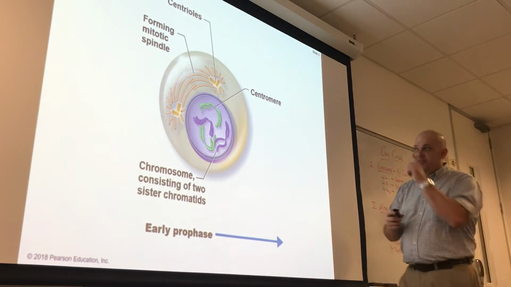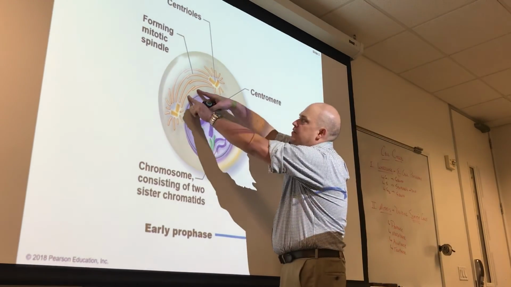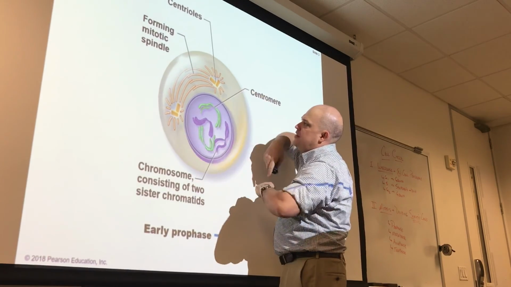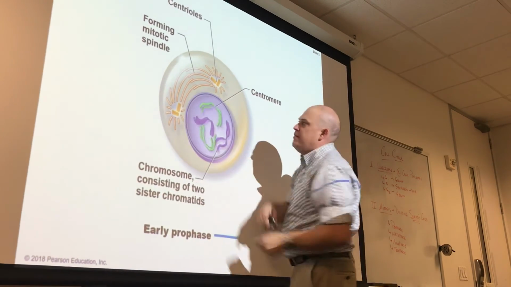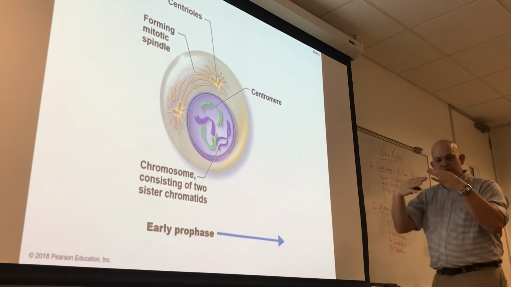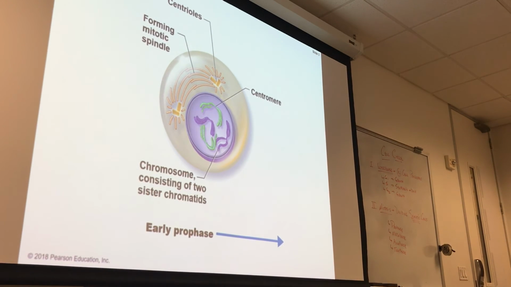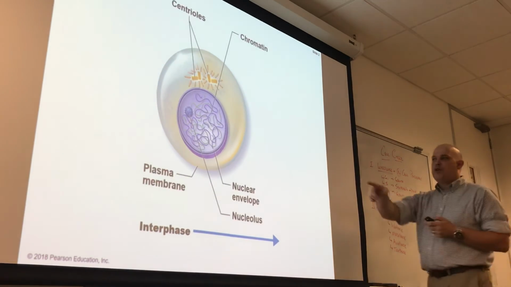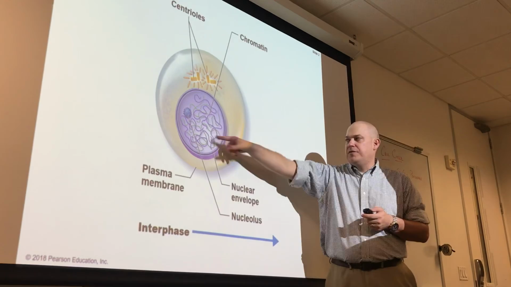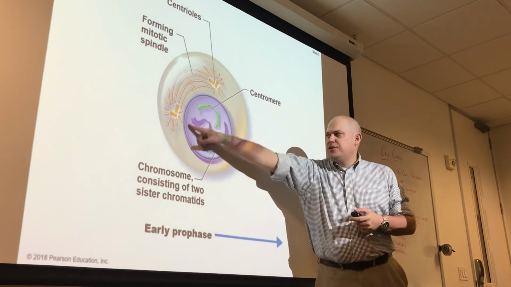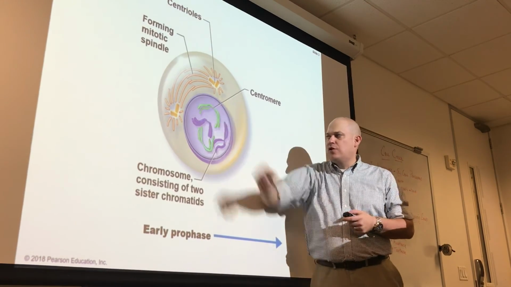So thing one that we see is the migration of these centrioles to the opposite side of the cell. As they do, they create mitotic spindle fibers, which are these long microtubules that are ultimately going to play a big role in mitosis. The second thing that we see is, instead of having chromatin, relaxed genetic material, we're now going to condense our genetic material into something called chromosomes.